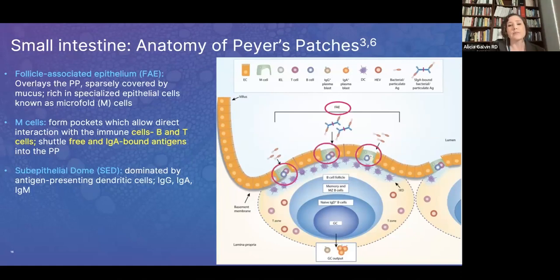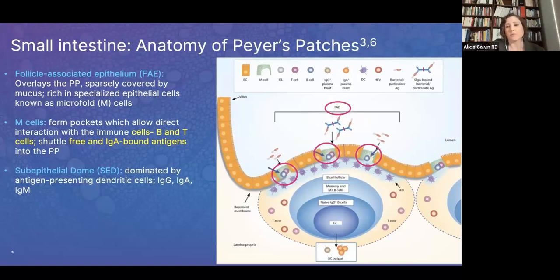And so you then have these M cells, which form pockets, and that allows various antigens to come into contact with B and T cells, and it also helps bring free and bound IgA antigens into the Peyer's patch to then deal with it.